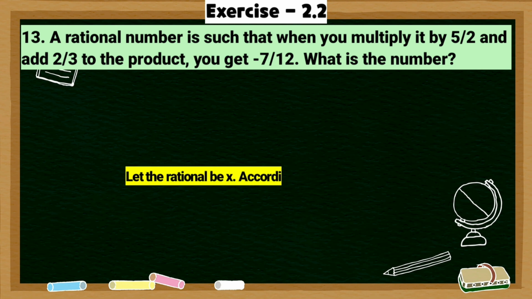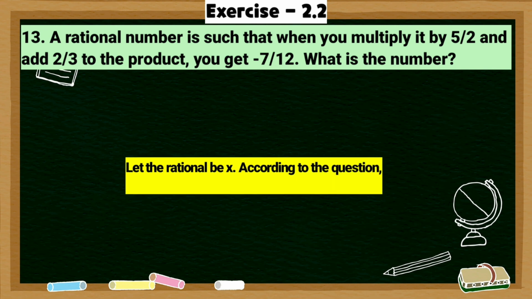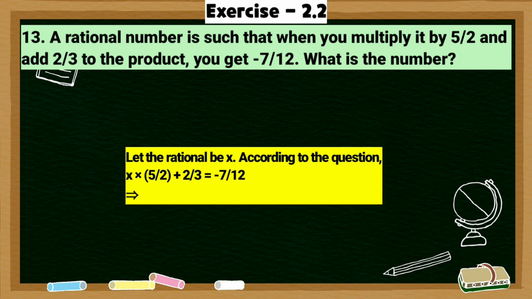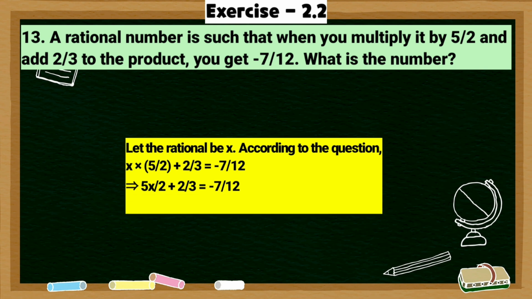सबसे पहले जो चीज़ आपको नहीं पता होती आप उसे x consider करते. So according to the question, x multiply by 5 by 2 plus 2 upon 3 is equal to minus 7 upon 12. So 5x upon 2 plus 2 upon 3 is equal to minus 7 by 12.